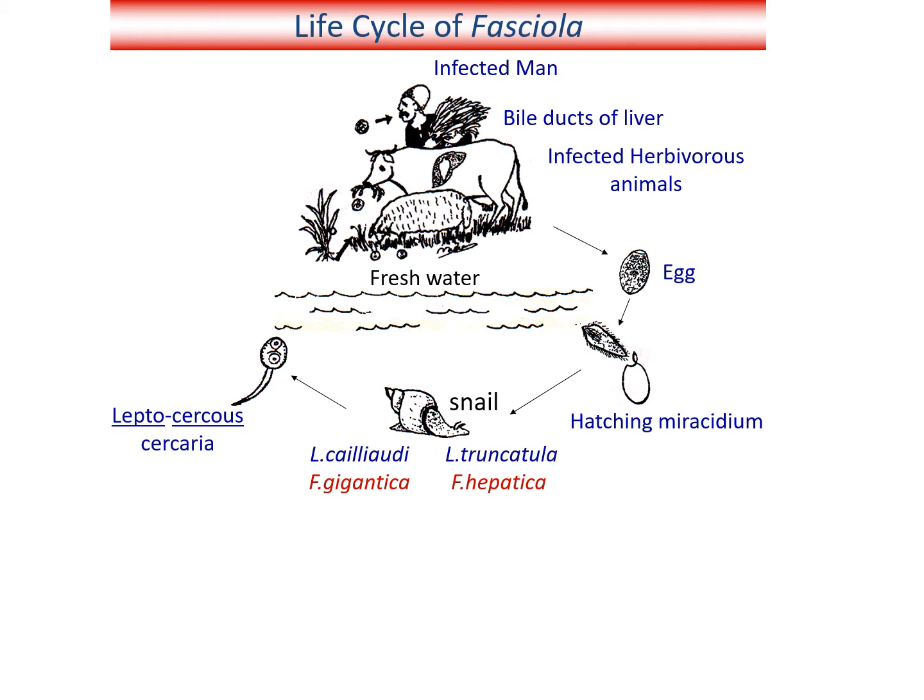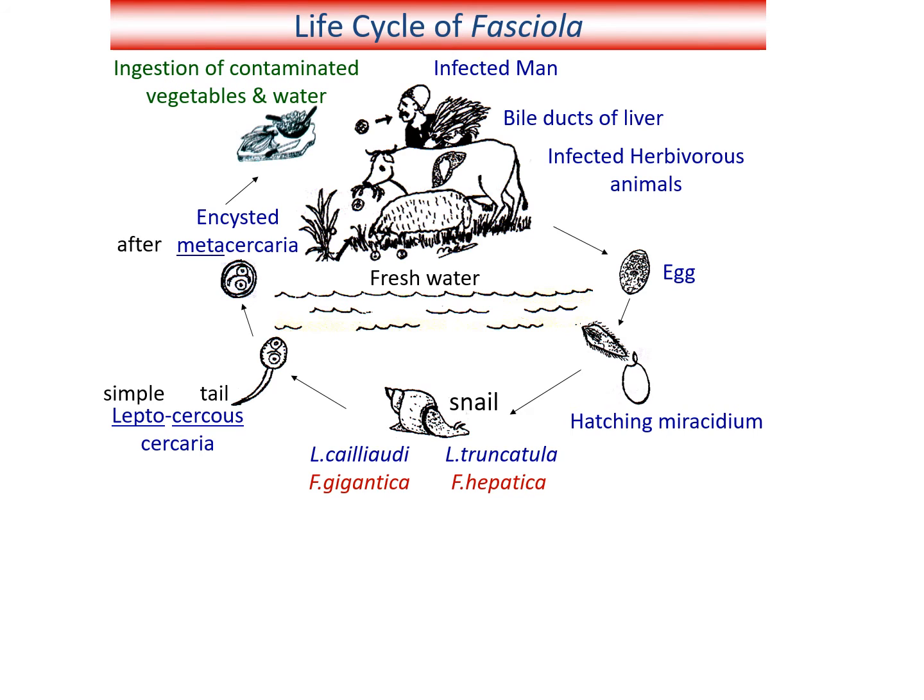Lophocercous cercariae come out from the snails with a simple tail, give rise to encysted metacercariae, and go to the water and vegetables ingested by man. So man is the definitive host. The animals are reservoir hosts.